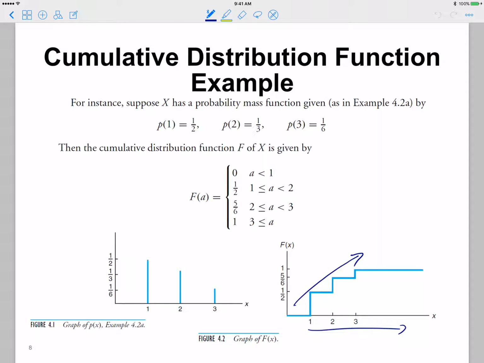Okay, and then let's consider this case where we have 3 possible values of our random variable, and their corresponding probabilities are these values. And of course they will sum up to 1. And this will be the corresponding probability mass function. And this is the cumulative distribution function, or f of x.